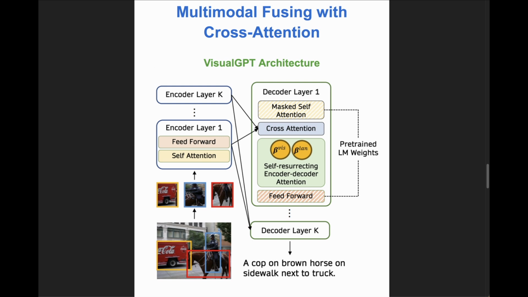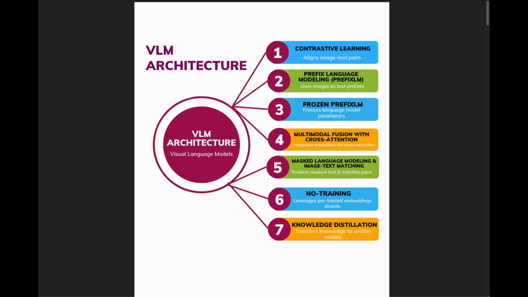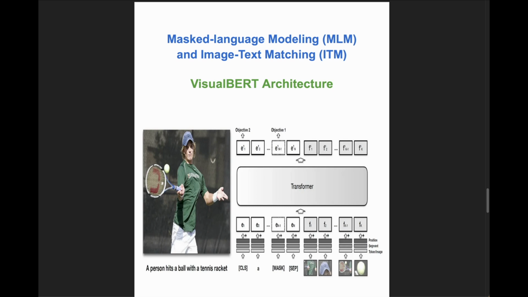Moving on to our next architecture, which is masked language modeling (MLM) and image-text matching (ITM). MLM works in language models like BERT by masking or hiding a portion of a textual sequence and training the model to predict the missing text. ITM involves predicting whether sentence Y follows sentence X. As you see here, you can adopt the MLM and ITM techniques for visual tasks.